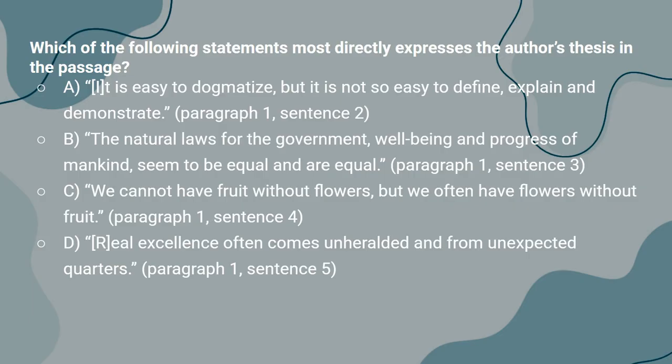However, this is the entire idea of overarching theses that we spoke about earlier. So A, it is easy to dogmatize, but it's not so easy to define, explain, and demonstrate. That's not stating a thesis. The natural laws for government, well-being, and progress of mankind seem to be equal and are equal. That's not a good answer either, because it's not terrible, but that's not what the piece is about.